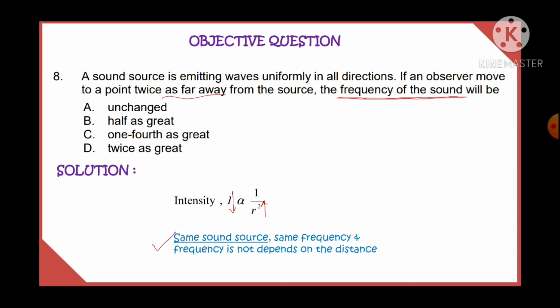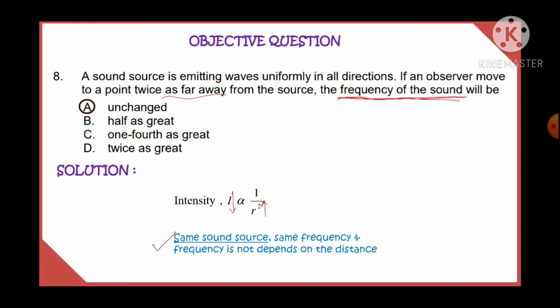But referring to the question, it asks about the frequency of the sound source. Take a look at these notes: same sound source, meaning that the sound source is not changed. We refer to the frequency of the same sound source. So it produces the same frequency, and this frequency does not depend on the distance, because this is the frequency of the sound, not the frequency of the observer. So the answer is unchanged because the question asked about the frequency of the sound. Alright, the best answer is A.